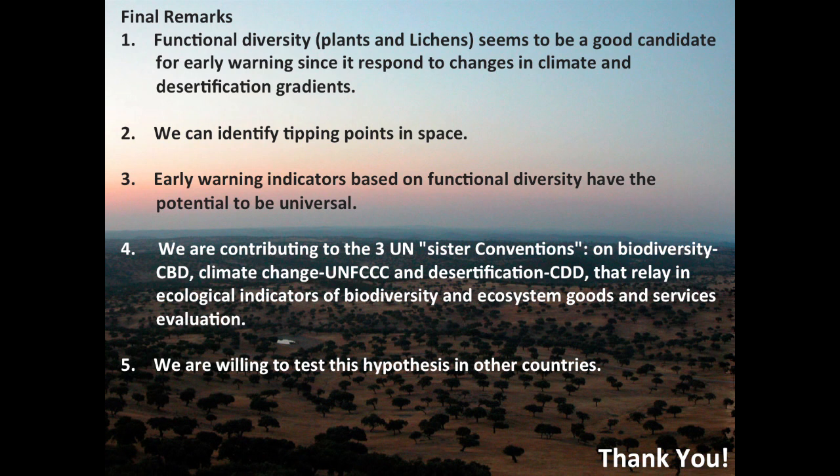So it looks like functional diversity seems to be a good candidate for early warning, since it responds to changes in climate and desertification gradients. We can identify tipping points in space because we have nonlinear responses in space, both for productivity using satellite images, and for diversity, and for lichens. So we can have early warning indicators based on functional diversity. We can contribute with this type of work to the three United Nations conventions: desertification, climate change, and biodiversity. And of course, we are willing to test this hypothesis in other countries. So if you are willing to also do something similar, please, we can work together and do something more relevant for the world.